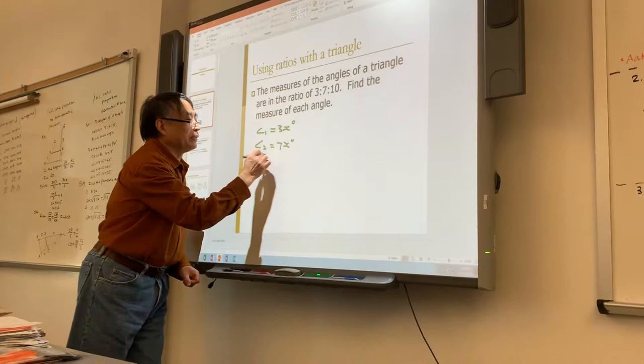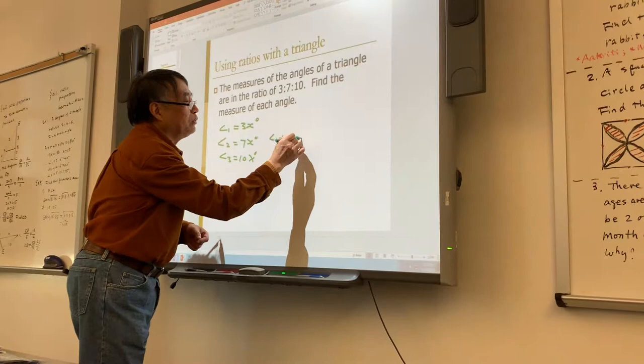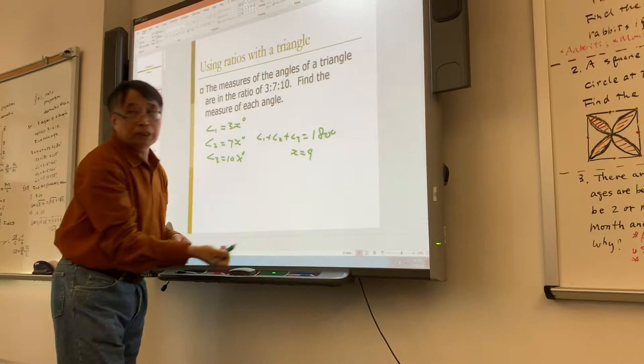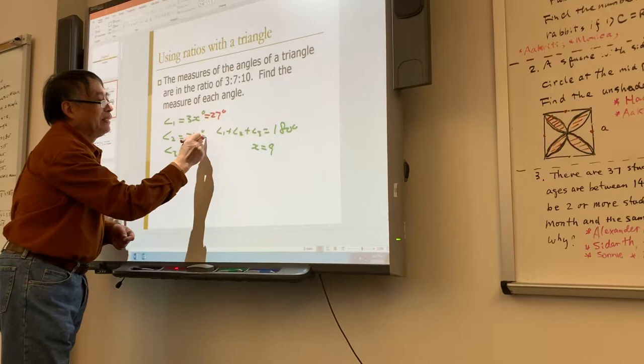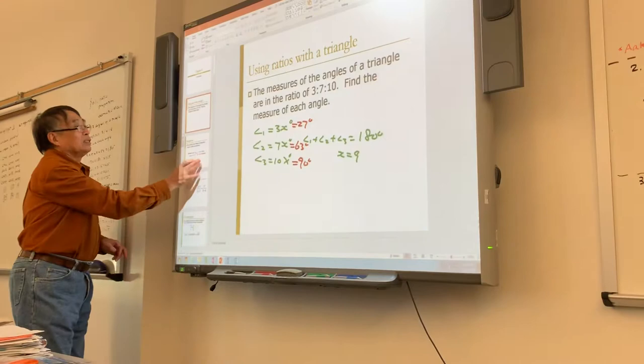The three angles sum should be how many degrees? 180 degrees. So angle 1 plus angle 2 plus angle 3 equals 180 degrees. 3 plus 7 plus 10 is 20, so x equals 9. You plug in: 9 times 3, 27 degrees; 63 degrees; 90 degrees. Then you find every angle. Do you understand me, please? Yes, good.